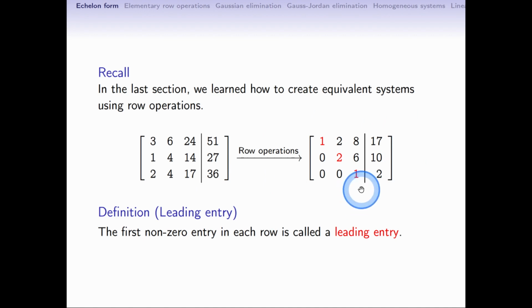Now we want to pay special attention to these entries that I've colored in red here. These are the first non-zero entries that we hit in each and every row of this augmented matrix, and these have a special name. So the first non-zero entry in each row is called a leading entry.